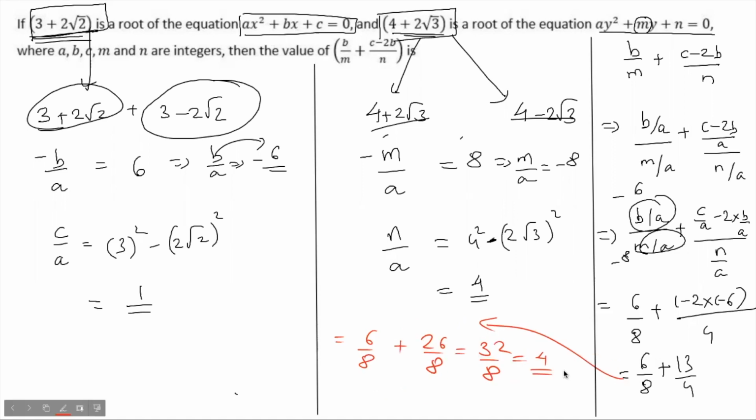Okay, it might appear to be slightly lengthy because of all these adjustments that we have made, dividing by a and all. But if you're comfortable with numbers, you can directly deal with this part here. I mean, you can directly put a as 1 everywhere, and you'll get b as minus 6 and c as 1, and that will simplify things a lot. Okay, so that's your answer, 4.